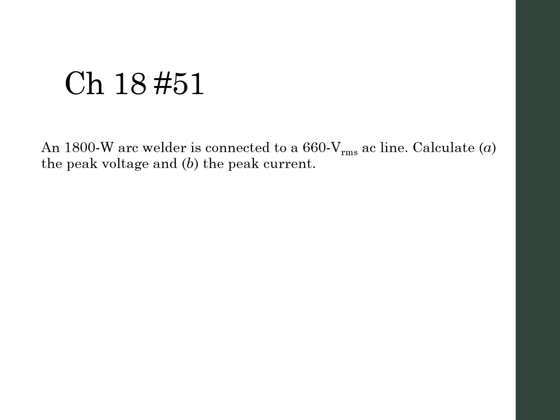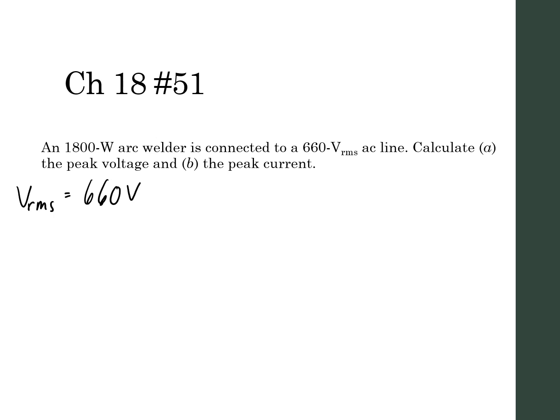So this tells me that my potential is an RMS value, and it's 660 volts. This tells me I can use it directly, right? I don't have to worry about taking a 1/2 or anything like that. I can just use it as it is.